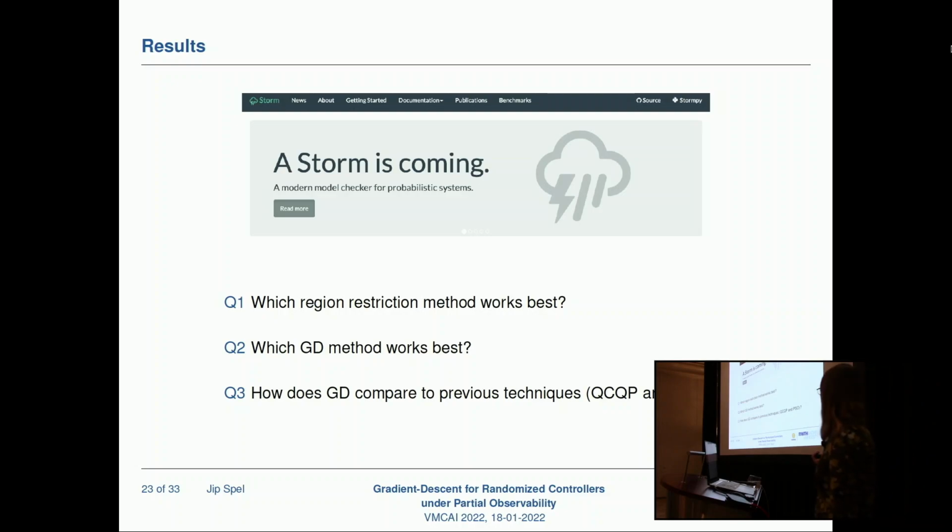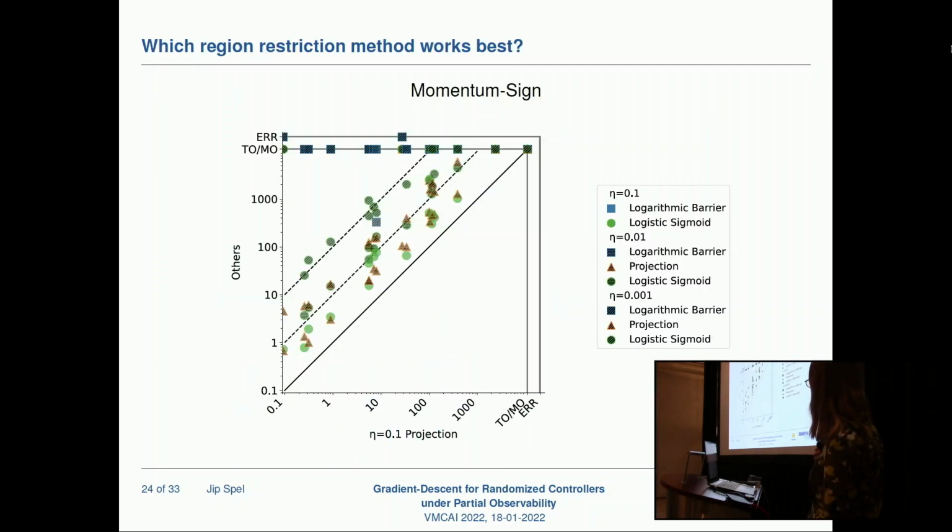So first look at the first question. We looked at the region restriction methods. Here you see it for the momentum sign. So we used the classical momentum gradient descent, where we only considered the sign of the gradient. And on the x-axis, you see a learning rate of 0.1. And we used projection here as region restriction method. And then you can compare it to all the other methods, where we had the logarithmic barrier and the logistic sigmoid, and we also had it for different learning rates. And as you can see, projection actually outperforms the other methods for us.